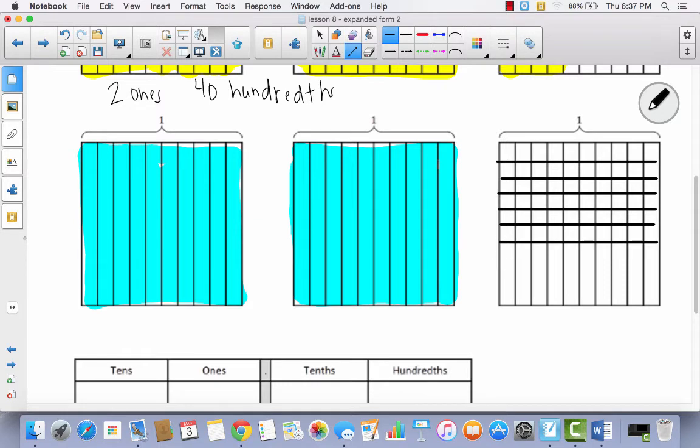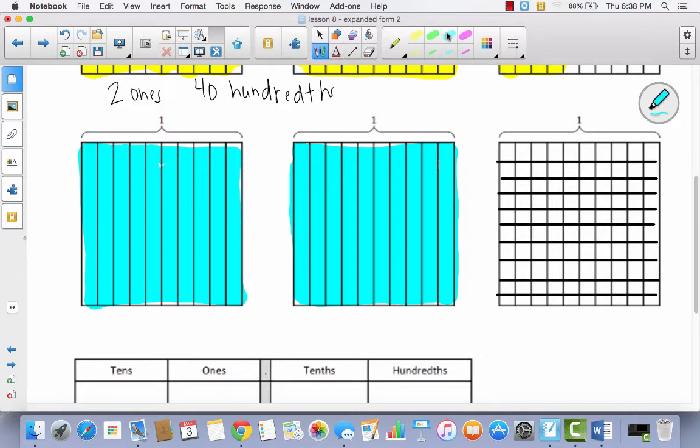So now I've got 1, 2, 3, 4, 5. 1, 2, 3, 4, and 5. So let's count and see if we have 10 here. 1, 2, 3, 4, 5, 6, 7, 8, 9, 10. All right, now I'm ready to do 40 hundredths. So let's change back over here to my highlighter. All right, so I can do 10, 20, 30, 40. And maybe you figured this out already, and if you did, good for you. All right, so we've got 2 ones and 40 hundredths.